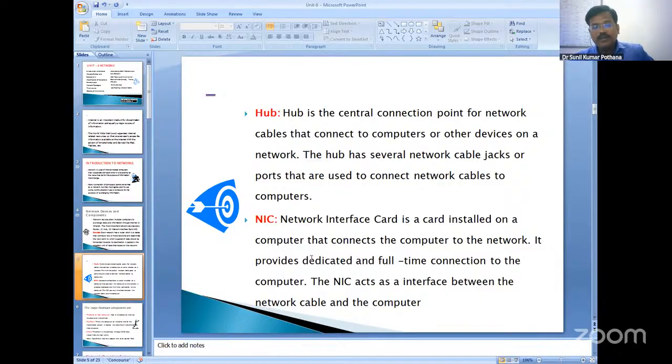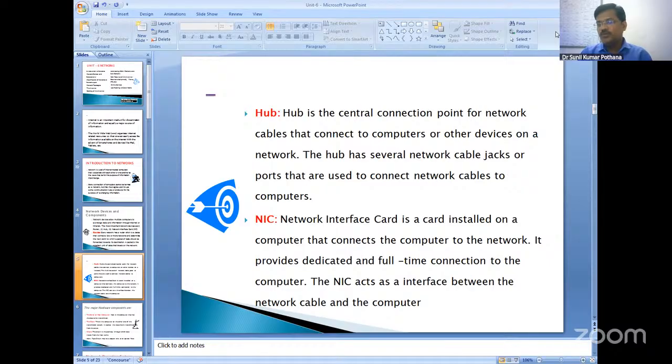Next, the hub. A hub is the central connection point for network cables that connect to computers or other devices on a network. The hub has several network cable jacks and ports that are used to connect network cables to computers.